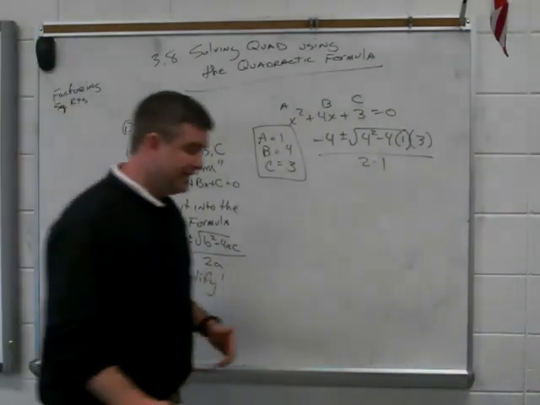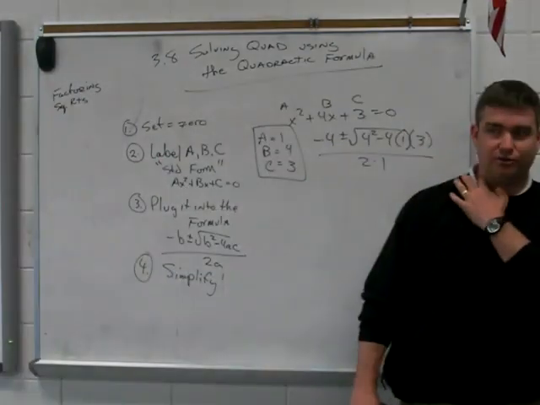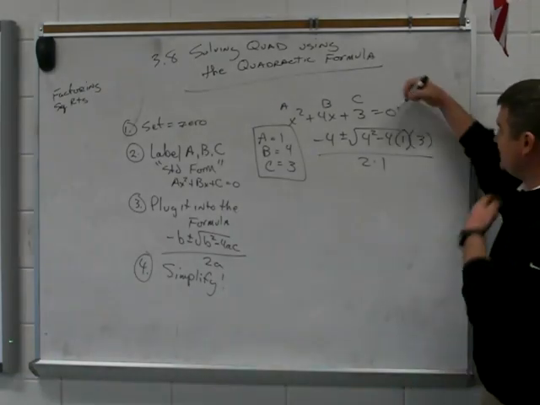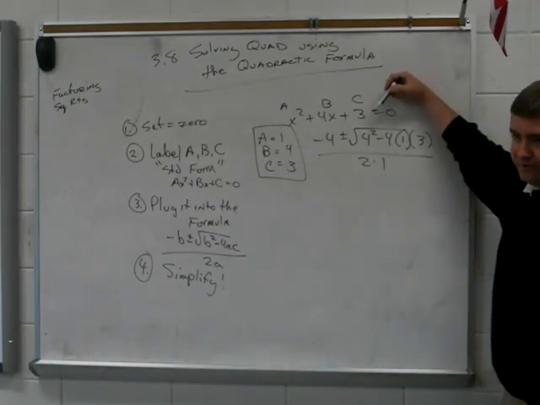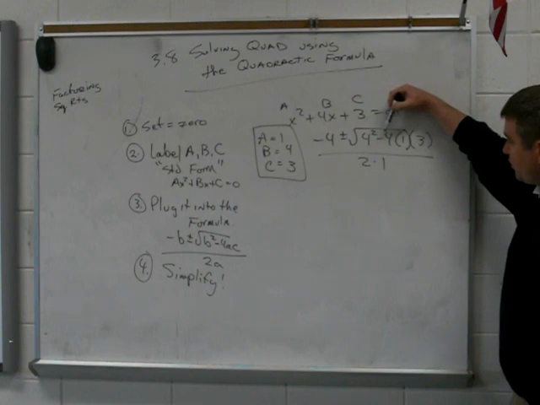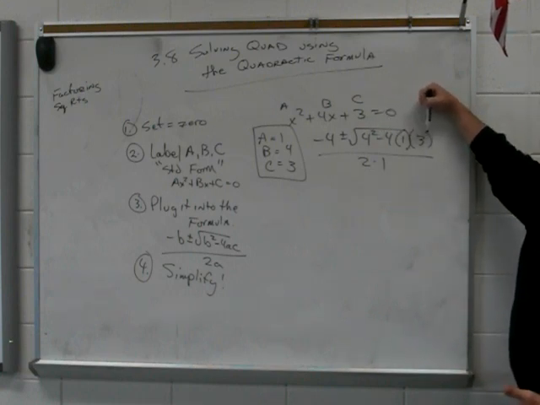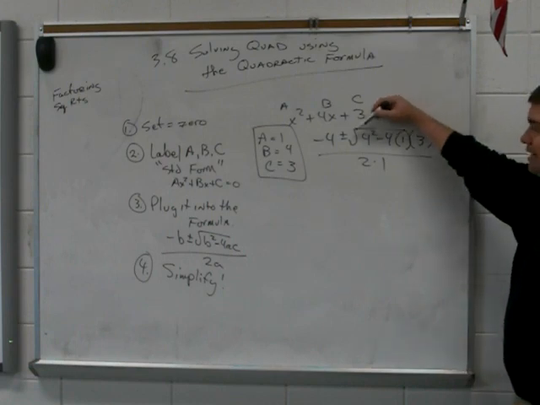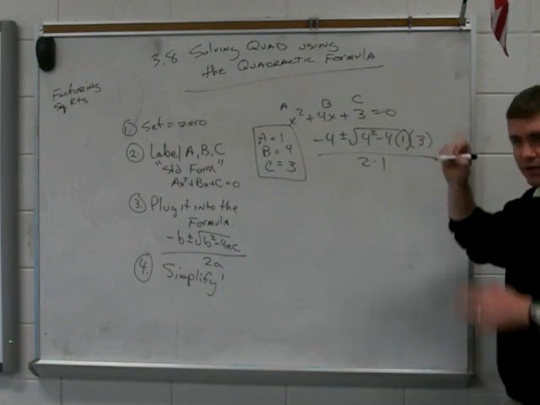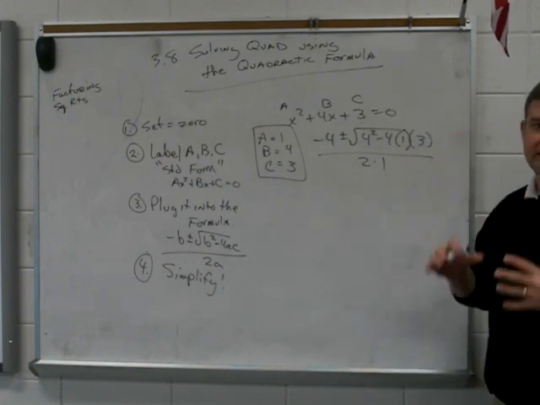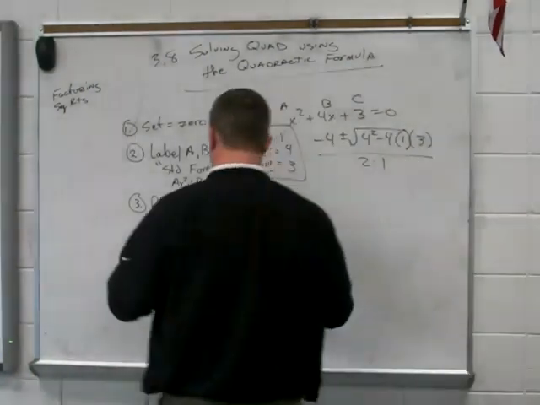Now, Adam said, can this calculator do it all for me? The answer is no, but it'll do parts of it for you. It will do the 4 squared minus 4 times 1 times 3 correctly. It doesn't know how to do the plus or minus. So it'll do chunks of it for you and make your life a little easier. It's not that hard to do it by hand.